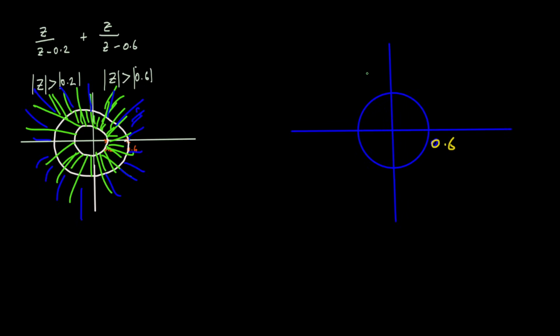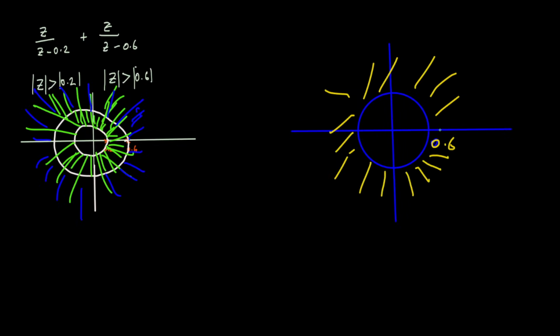The region of convergence is exterior. And the region of convergence doesn't include 0.6 because it's greater than 0.6. It means it doesn't include the circle, just the outer part of that. Okay, this is our ROC.